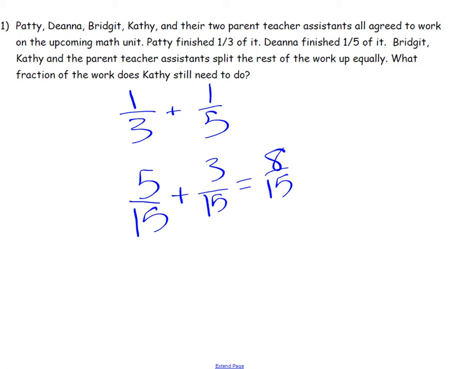15 minus 8, which is? So these other people split up 7 15ths of work. How many people have not done anything? 4 people. So we have 1, 2, plus these 2 extras. So that's a total of 4. How do we split something among 4 people? So we divide this by 4, or 4 over 1. Wait, how'd you get 7 over 5? Oh, I'm sorry, that's 7 15ths.